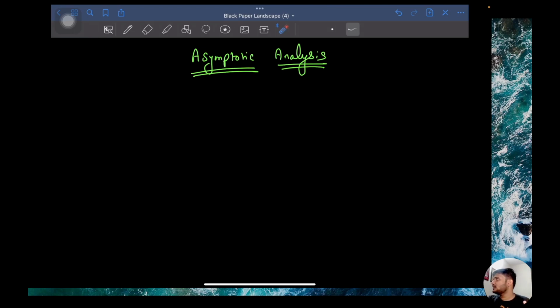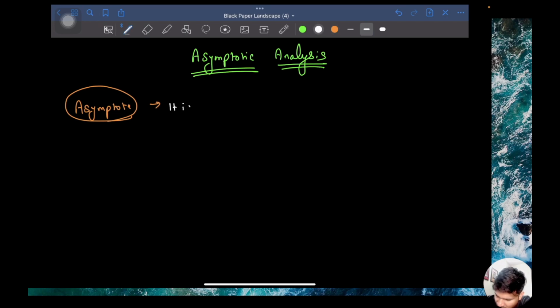This word asymptotic analysis is actually coming from the word asymptote. Although it's not very much related to the overall asymptotic analysis theory. But what is an asymptote? It is a straight line.